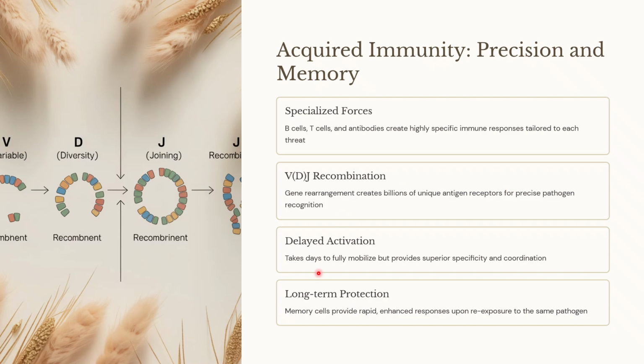But the problem is that for the gene to get rearranged, for the receptor to get produced, and then for the precise antibody or the precise receptor to be formed to combat the pathogen, it will take days to fully mobilize. There will be delayed activation. But we do have a positive aspect to it.